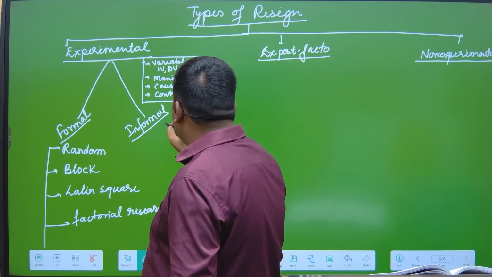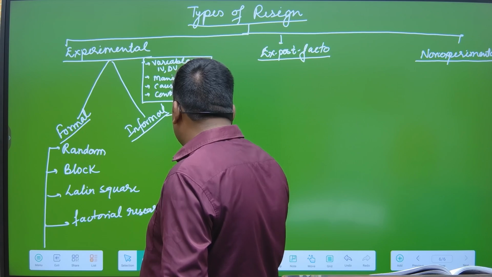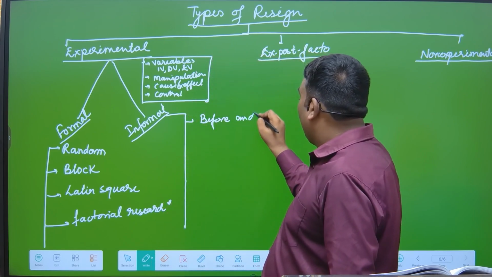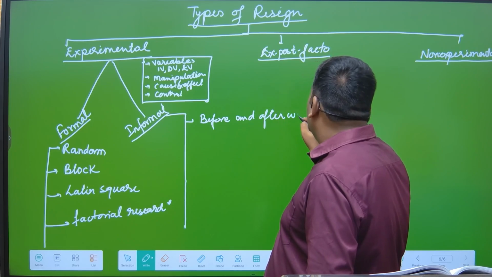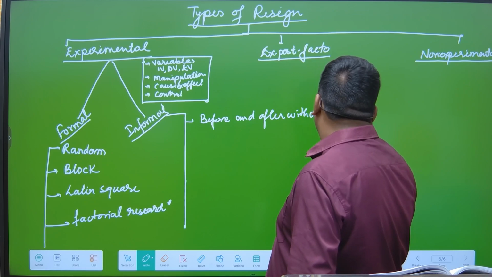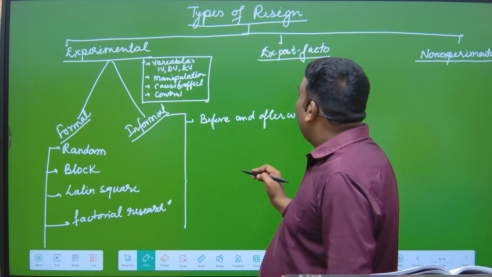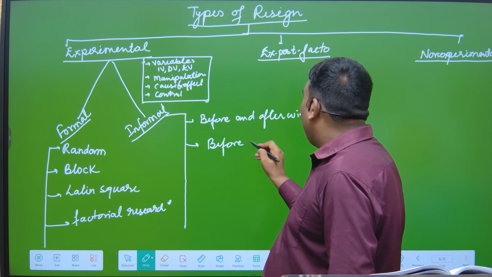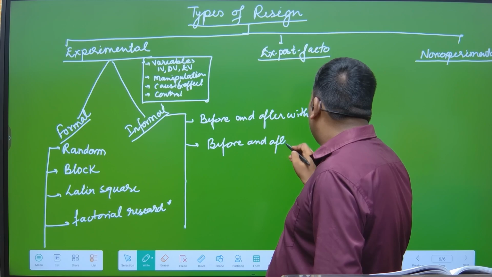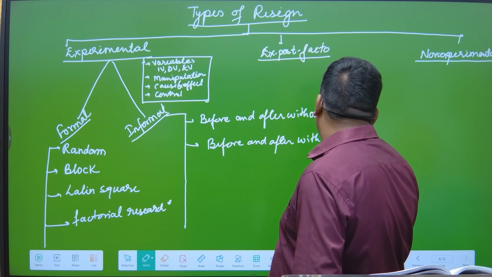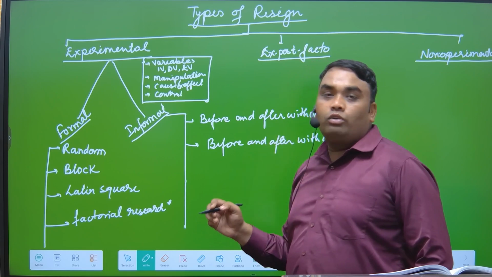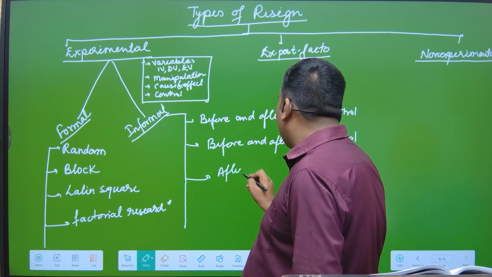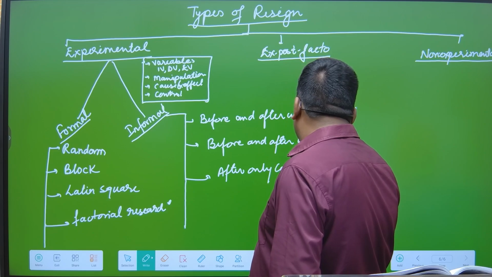Then what about informal research designs? In the informal research designs, again there are three. The first is before and after without control design. And the second is before and after, with control. There is only one change, with control. In the first one without control, but in the second with control. We'll deal with all of them. Third one is after only control design.